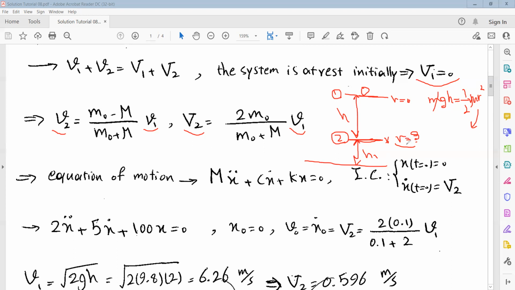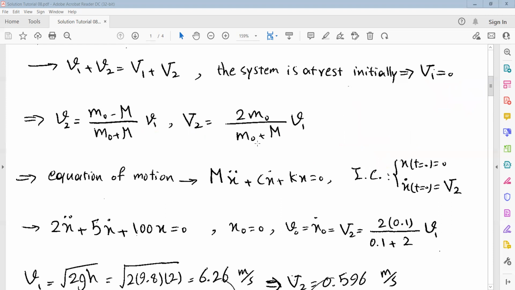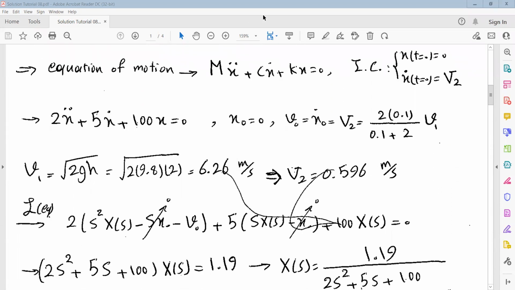So the velocity of the ball exactly before the impact is equal to the square root of 2 times g times h here. And now we can substitute the numerical value. So we have the equation of motion, m x double dot plus c x dot plus k x is equal to 0. And as you see, we assume the impact in the initial condition. And so in the right hand side of the equation, there are no external forces, and the equation is homogeneous.